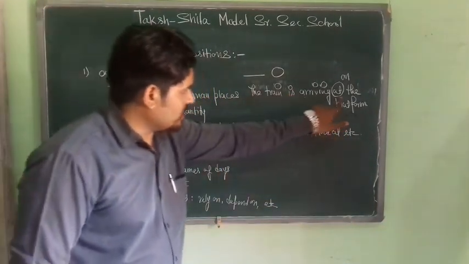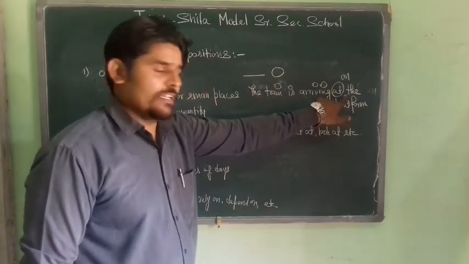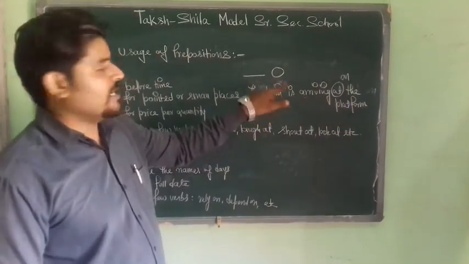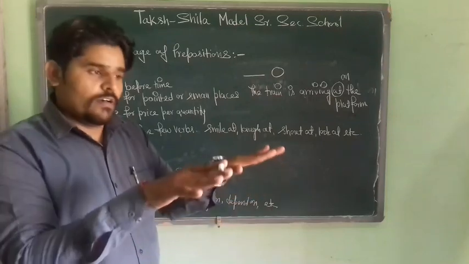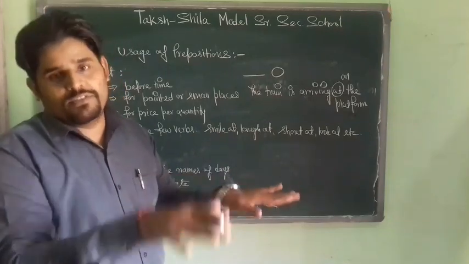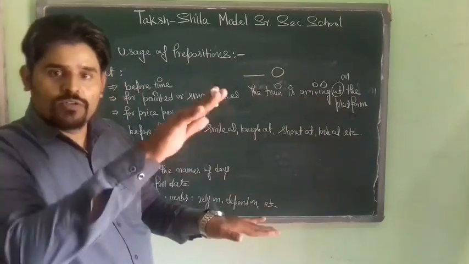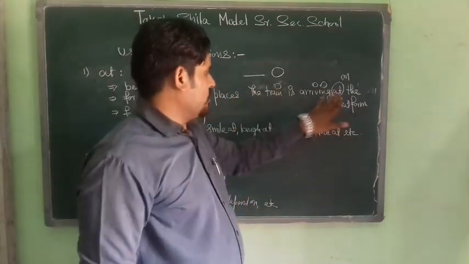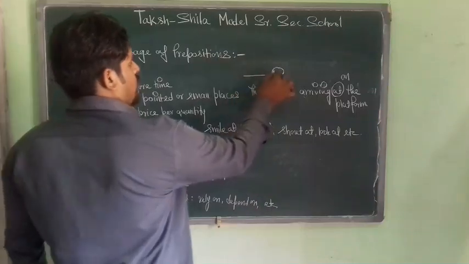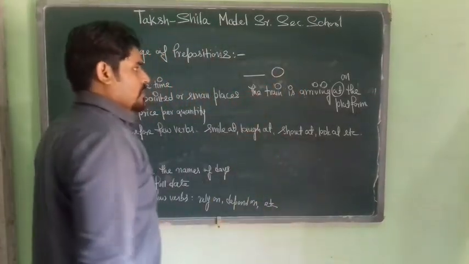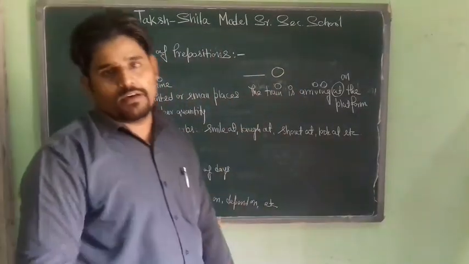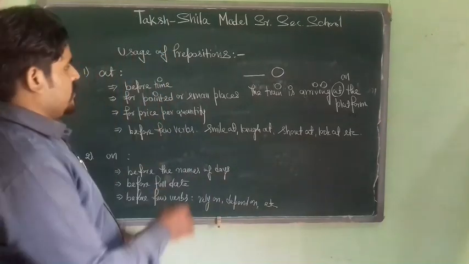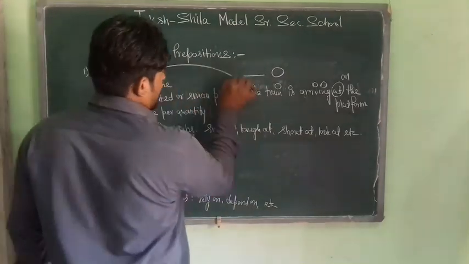So we cannot say on the platform, we'll say at the platform, because the train and the platform are both next to each other. They are in level with each other, right? They are not on one another, right? So at is used in a condition when there are 2 objects and both are in level with each other, not one on the other, right? So this is the first scenario, and I can give you some more examples for this.